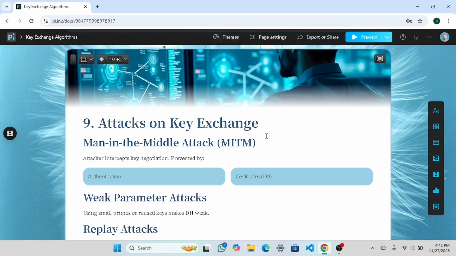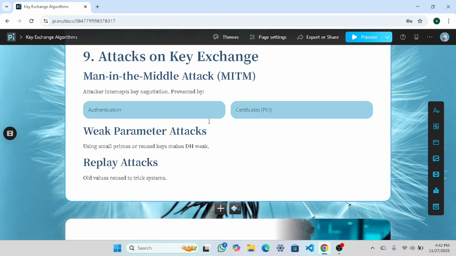What are the attacks that can be performed on key exchange? First, the man-in-the-middle attack, where attackers intercept key negotiation; it is prevented by authentication and certification, PKI. Weak parameter attacks: using small primes or reused keys makes DH weak. Replay attacks: old values are reused to trick the system.